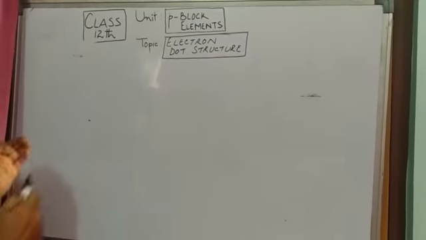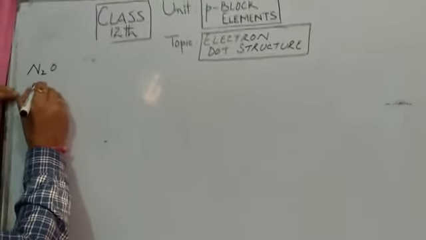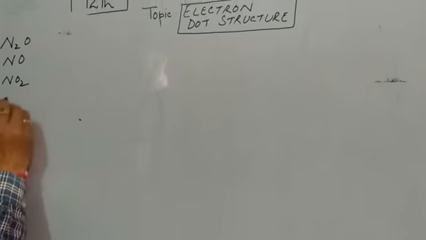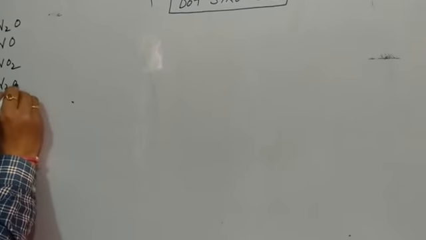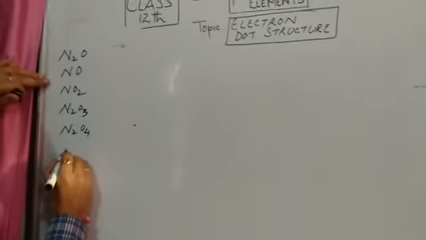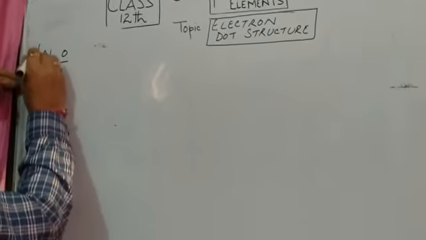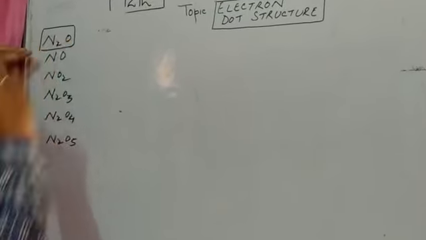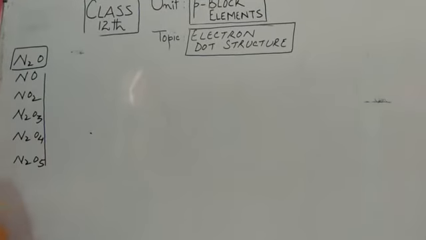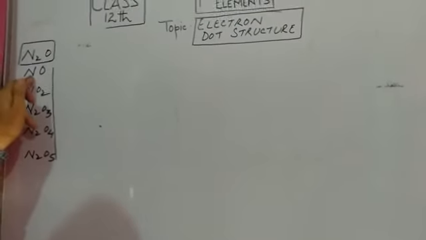So let me first tell you that we have so many oxides. Say these: N2O, this is nitrous oxide, NO, this is nitric oxide, NO2, this is nitrogen dioxide, N2O3, this is nitrogen trioxide, then we have nitrogen tetraoxide, N2O4, and then we have nitrogen pentoxide. We have drawn the electron dot structure of nitrous oxide. Today we shall be drawing the electron dot structures and molecular structures of other oxides of nitrogen. Let me take this one, that is nitric oxide.